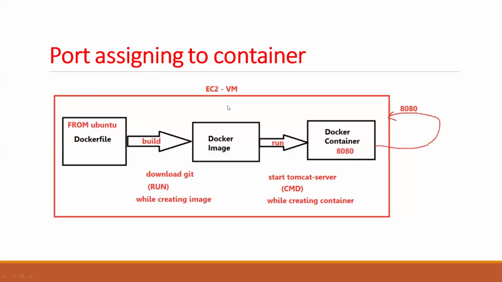So port assigning to the container. What is the port? This is the container port, and we assigned the VM port also. -p is nothing but port. We assigned the container port and the host port. Guys, understood?